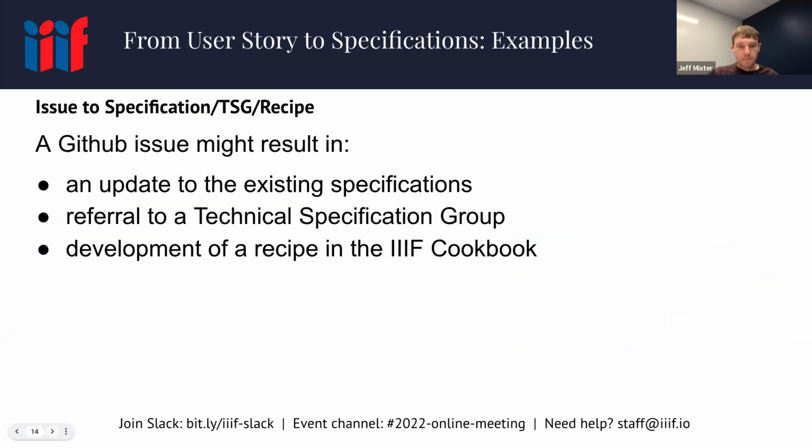Next slide. With that, I will turn things over to Mike to walk through a couple of examples. Okay. Yeah, just to pick up on this. If we're at the stage where we have a GitHub issue and we want to think about where it might go, there are a couple of options. One, we might take that issue and actually make an update to the specifications if it's fairly narrowly scoped.